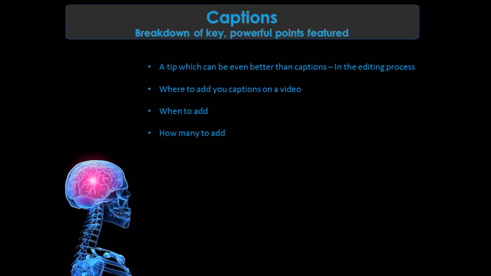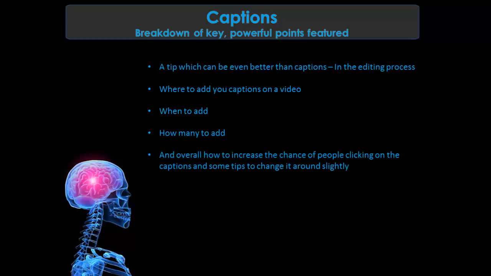The most you're going to add is one in the start for 10 seconds, one in the middle for 10 seconds, and one at the end for 10 seconds. That is if it's a very long video. If it's not, just add the one at the end, or the one at the beginning, or the one in the middle. And just overall, how to increase the chance of people clicking on the captions, and some tips to change it around slightly, which is the end one where you can get that video playing.